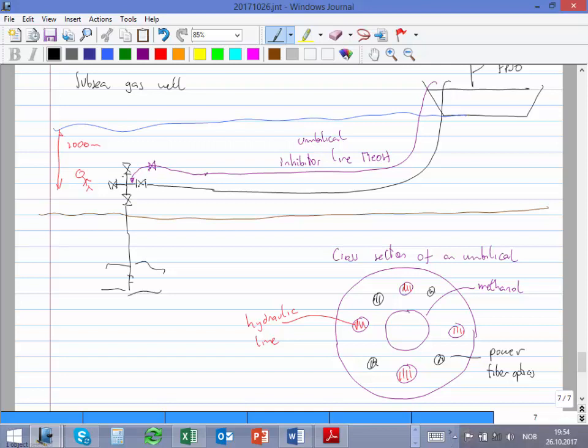So it's a pipe that is flexible. It can bend, and it has all of these things inside. The methanol, etc. We call it an umbilical.